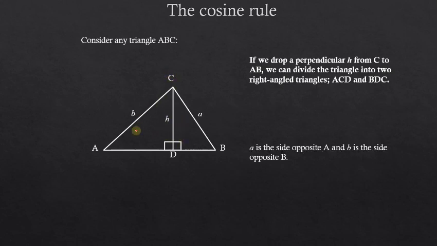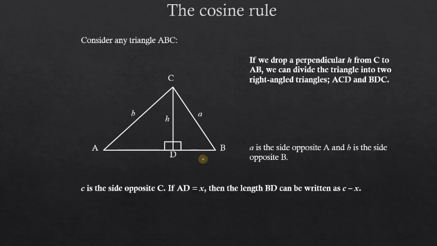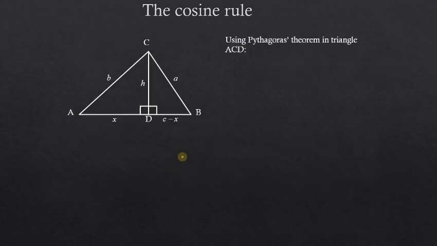Now you realize that B is opposite to angle B, A is opposite to angle A, right? So this whole length here is C. But if we make this place X, this now will be C minus X, right? So we are now letting A to D be equal to X. Then from B, D will now be C minus X, right? C minus X.